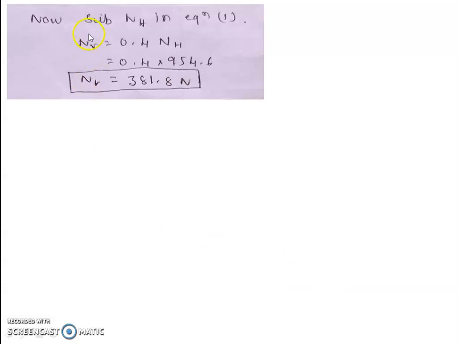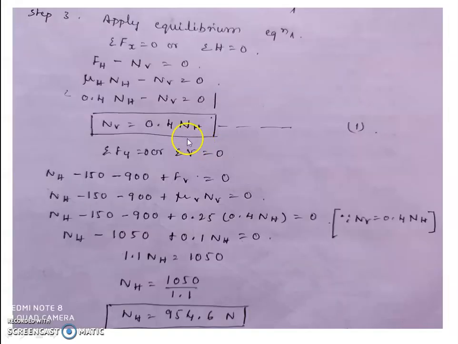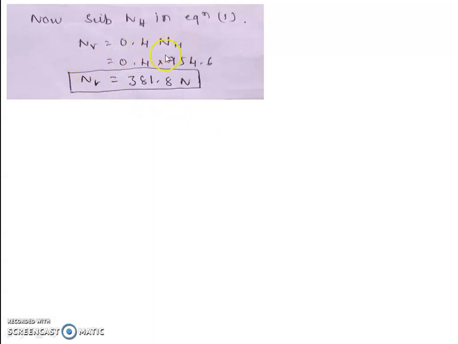Next, substitute NH in equation 1 here. This is equation 1. I will substitute this NH over here to find NV. Here NV is equal to 0.4 NH, 0.4 times 954.6. NV is worked out to be 381.8 newtons.